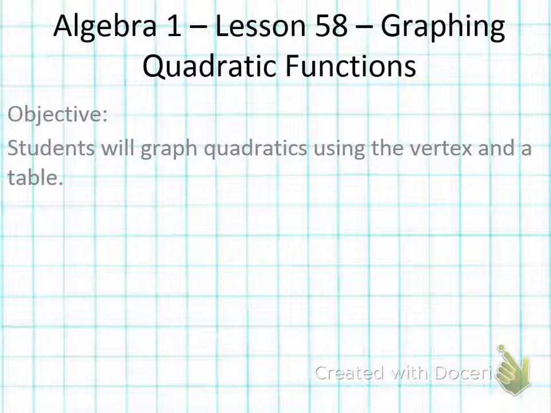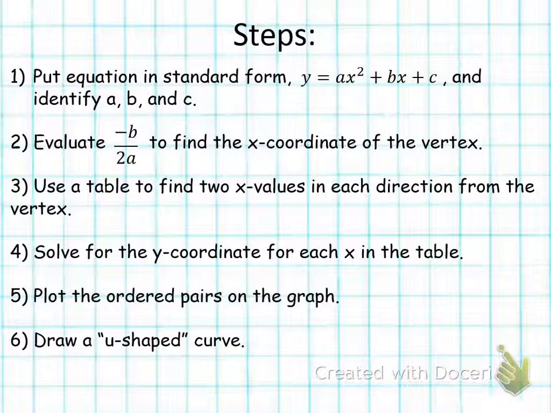Okay, so we're going to use the vertex and a table to create these graphs. Alright, so the first thing we're going to want to do is put the equation in standard form. So this y equals ax squared plus bx plus c is the standard form for a quadratic. Okay, it's just like y equals mx plus b. That was your standard form for a line, right? This is going to be your new standard form for these U-shaped graphs.